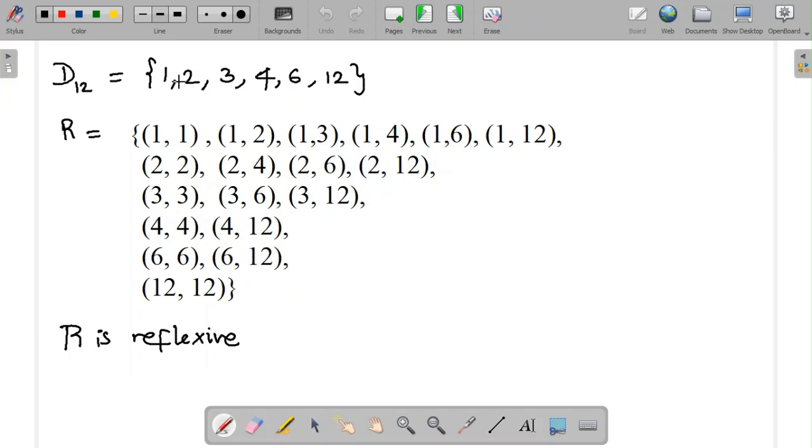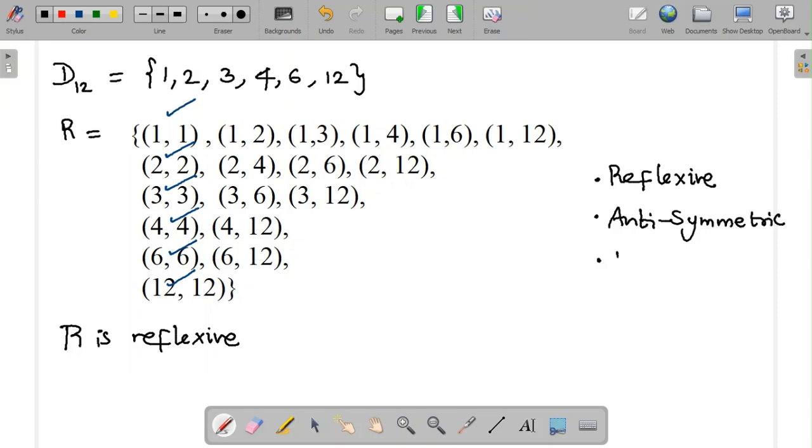And it's quite obvious that this relation is reflexive because we see (1,1), (2,2), (3,3), (4,4), (6,6), and (12,12). Remember that for a relation to be a partial order, it must be reflexive. It needs to be antisymmetric, not symmetric. It needs to be antisymmetric and it needs to be transitive. So we have seen that one of the three conditions is met. Let's check the other conditions.